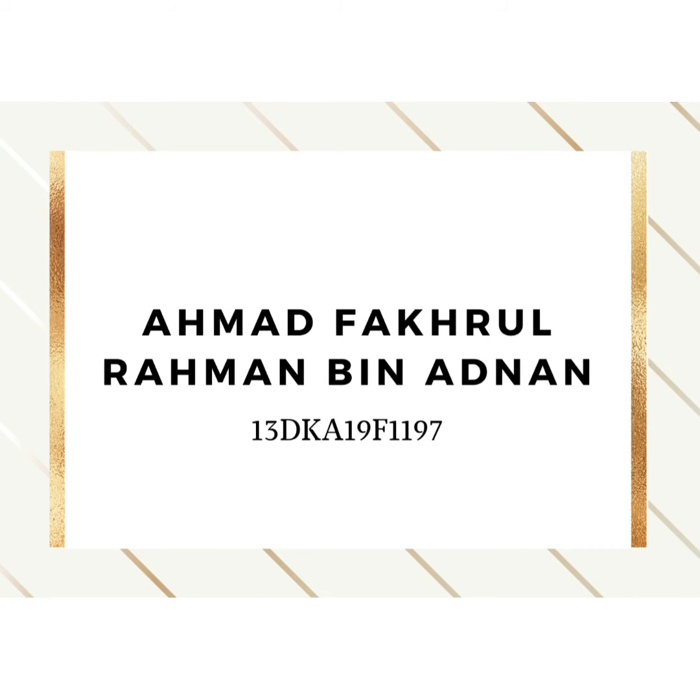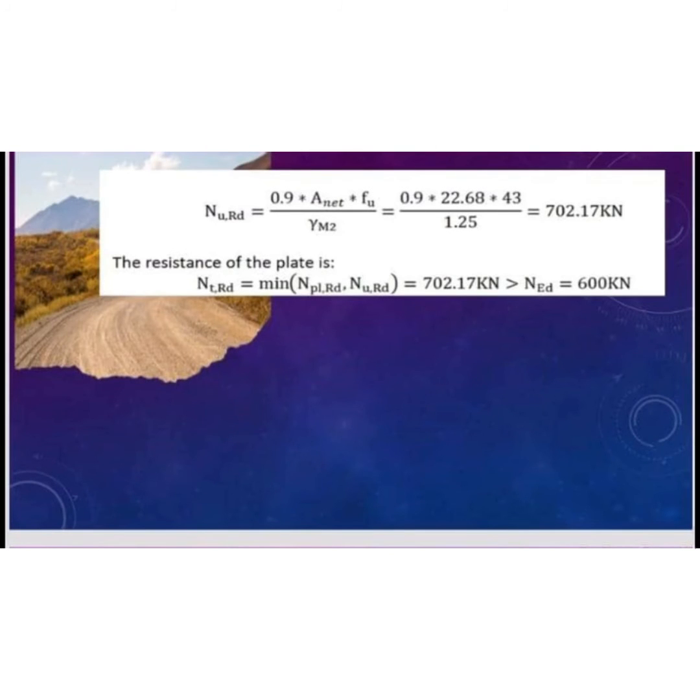Assalamualaikum warahmatullahi wabarakatuh. My name is Ahmad Fakur Rahman bin Adnan and my metric number is 13 DKA 19F1197. Today I will calculate the NURD to know the resistance of the plate. So for the NURD we have the formula 0.9 multiply A net multiply FU divided by YM2.